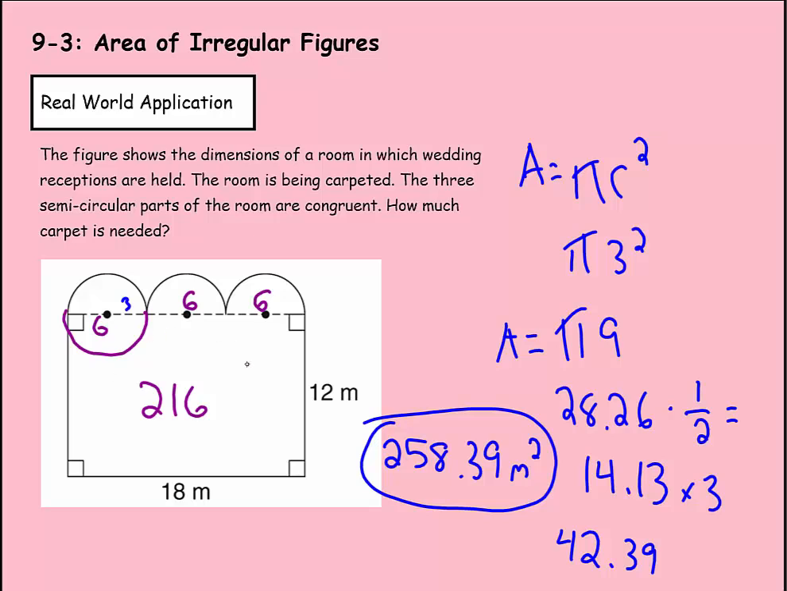So for this figure, I found the area of the rectangle. I found the diameter because it was 18 divided by 3. Found the radius. Used that to find the area of a whole circle. Divided that by 2 because it's half of a circle. Then multiplied that times 3 because there's 3 half circles. Adding the area of the circles with the area of the rectangle gave me 258.39 meters squared.